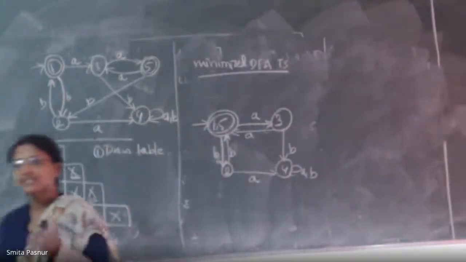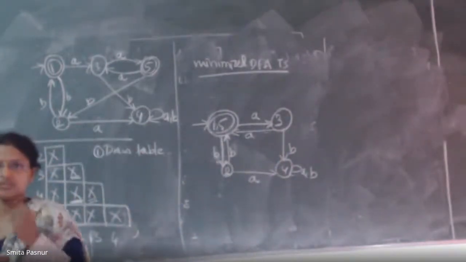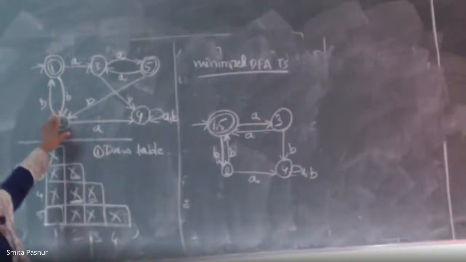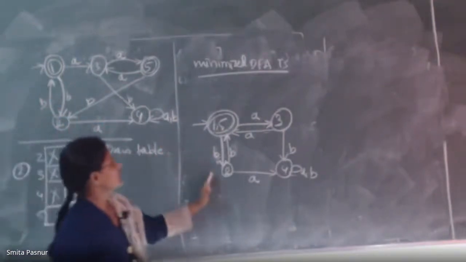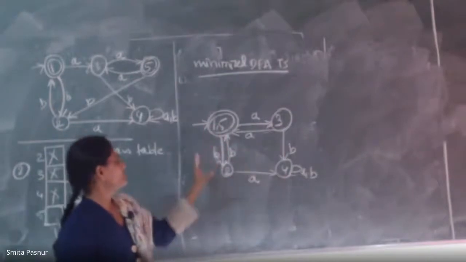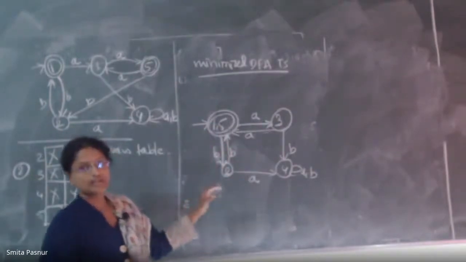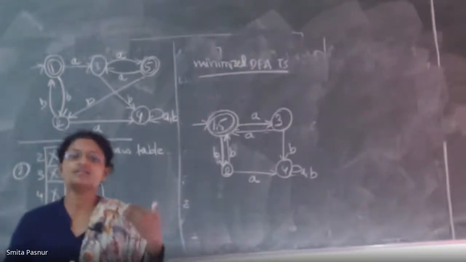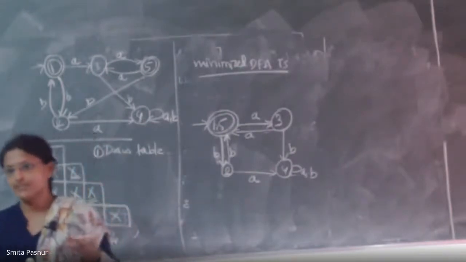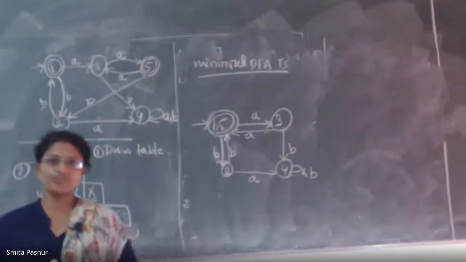So you can say that this is minimized. Why? Because in the original diagram, how many states do you have? 5 states. In our resultant diagram, you have only 4 states. Is that clear? The states are reduced, and that is why this is a minimized DFA. Is that clear, all of you?